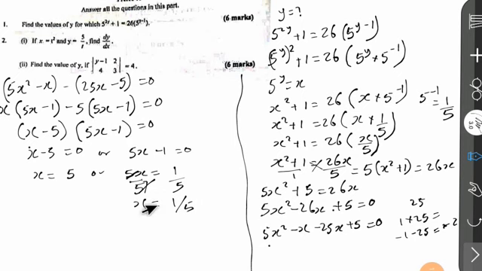If you still remember, what we want to find is the value of y, not s. We are getting the value of s equal to 5, and the second s equal to 1 over 5. The question says to find the value of y, and here we have s.